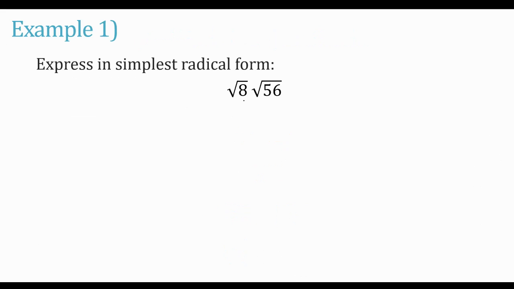Expressed in simplest radical form. So even if you want to put that little dot right there, you can. But we see that there's nothing in between, so we can automatically assume multiplication. So we're going to multiply our radicands. 8 times 56. So this one's going to give us a number that's a little bit bigger.